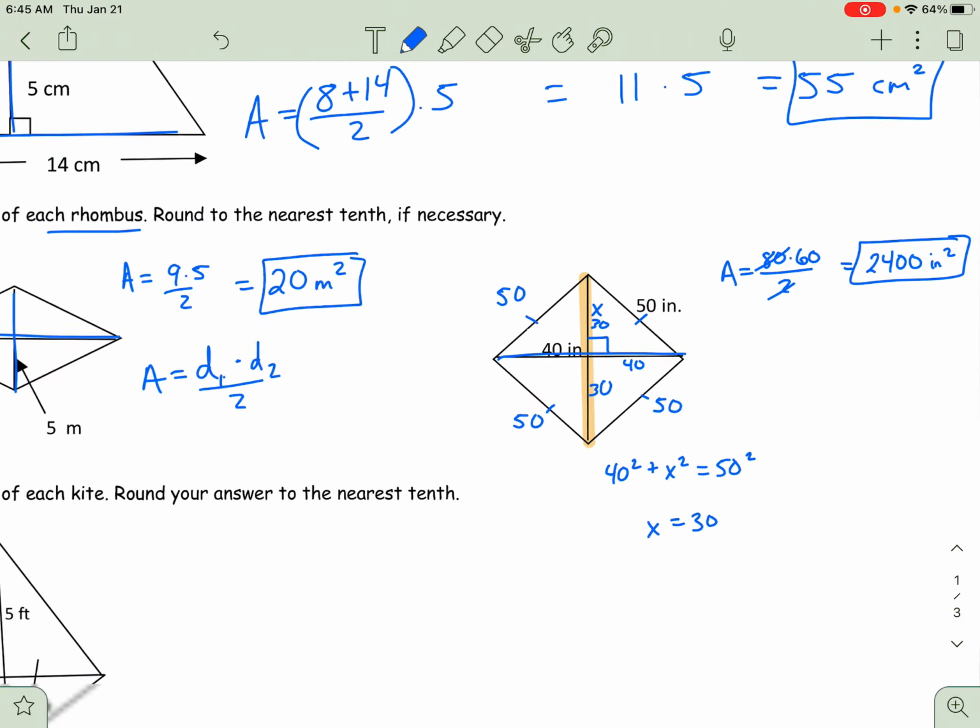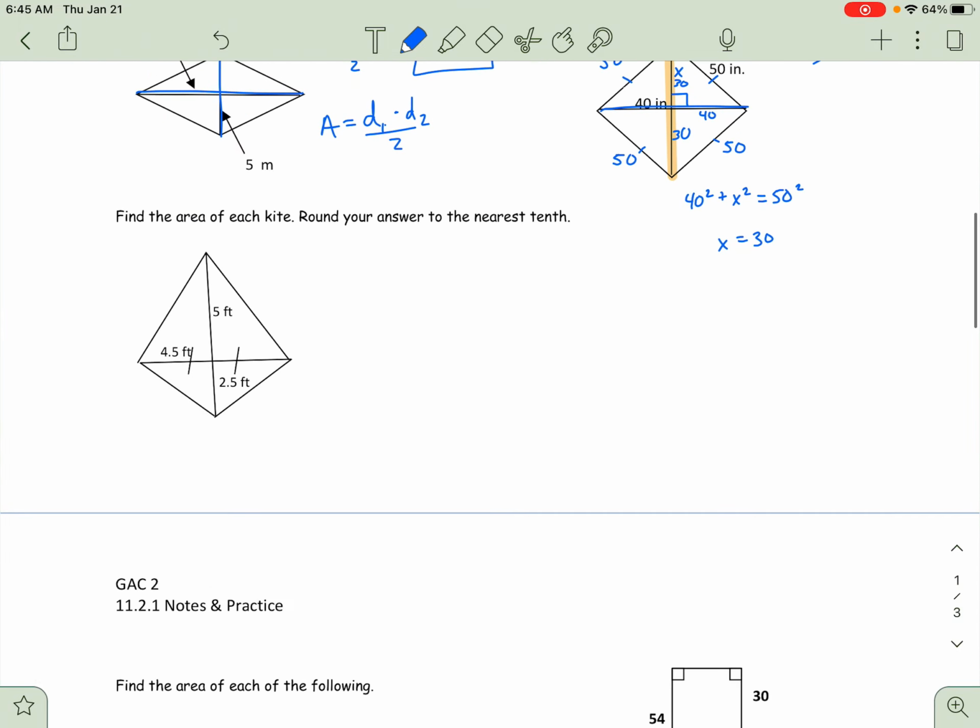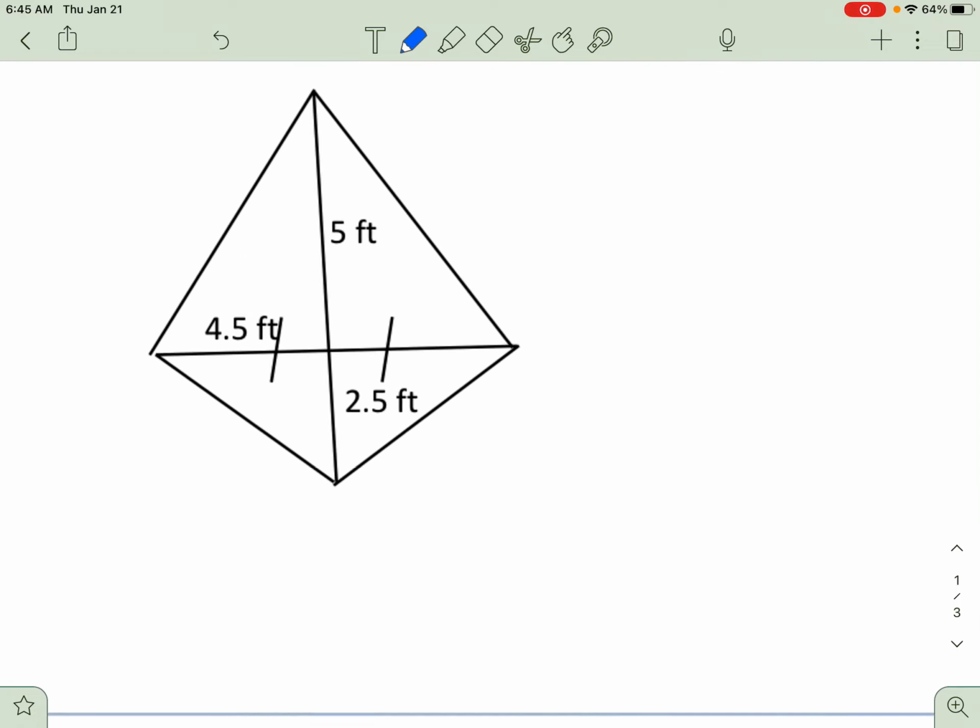So again, you might have to use the Pythagorean theorem, you might have to use trig, but it's really not that complicated.